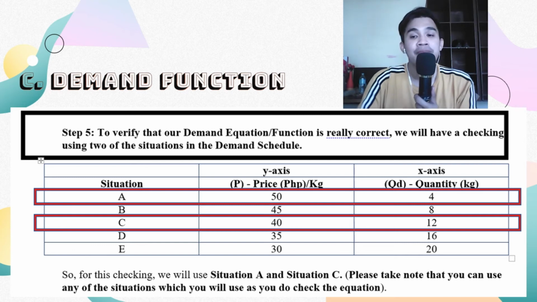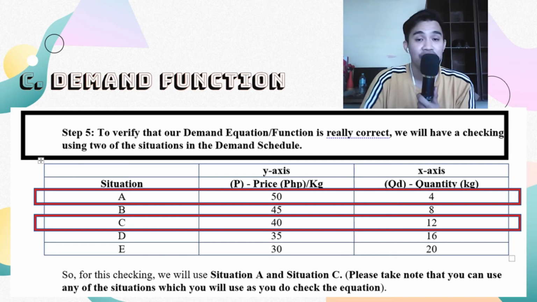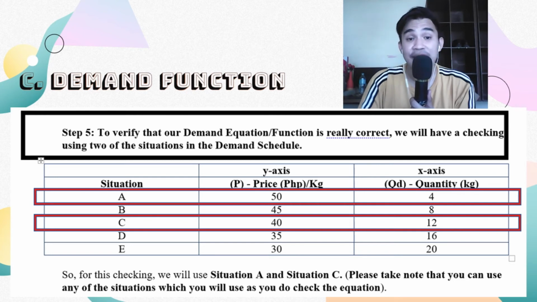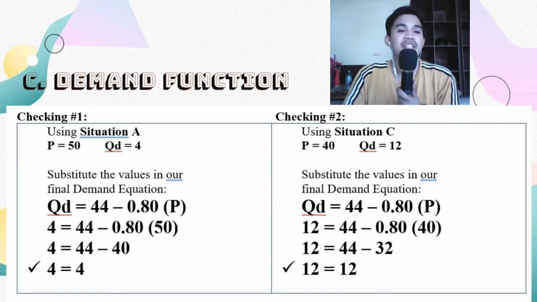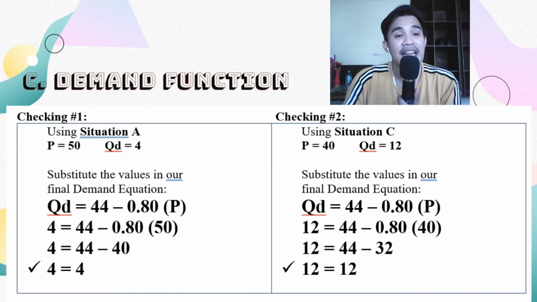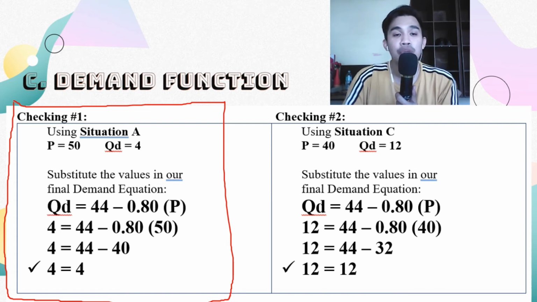So for this example, let's say you chose situation A and situation C. In situation A, the price is 50 and the quantity demanded is 4. While in situation C, the price is 40 and the quantity demanded is 12. So now let us check. For the first check, we choose which situation to use first. Let's say we first check situation A. So for situation A, our P is 50 and our QD is 4.